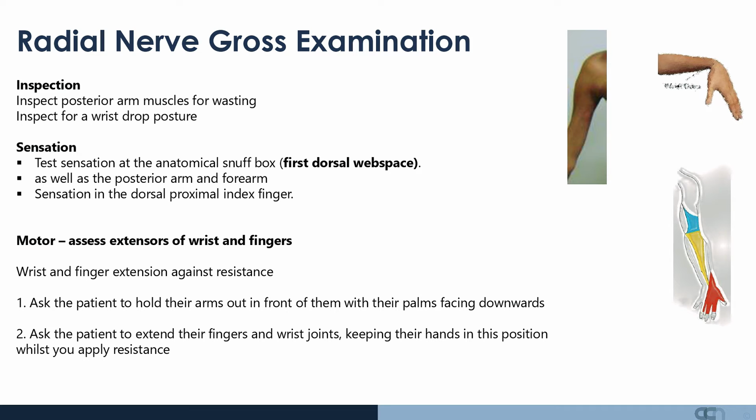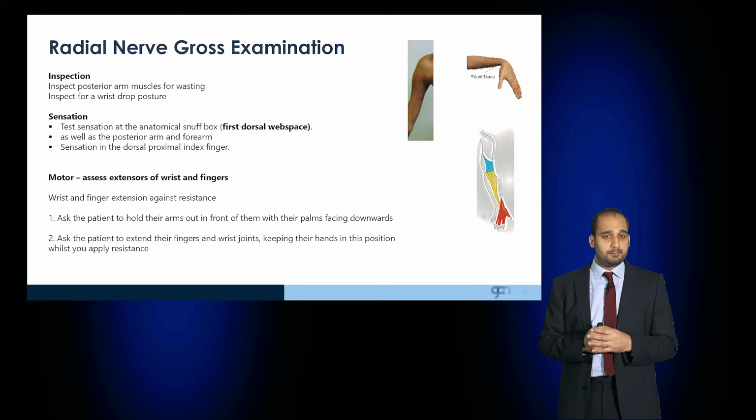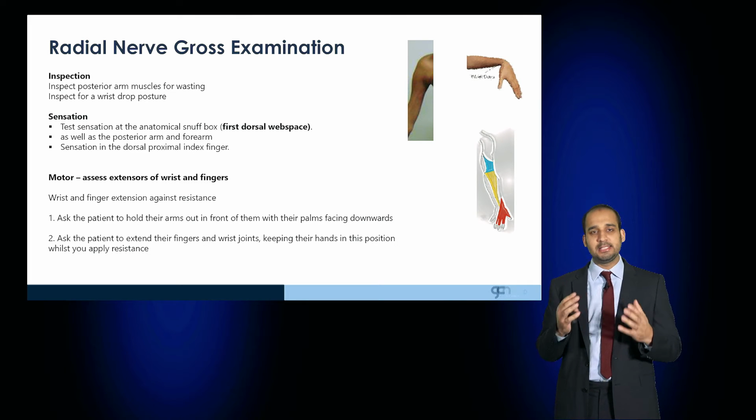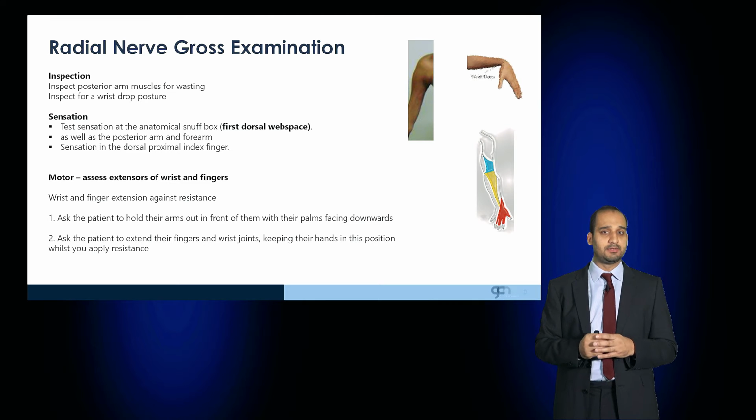To examine the radial nerve, start by inspecting the muscles innervated, in particular the posterior arm and triceps, looking for evidence of wasting, and inspect the posture to see whether there's an apparent wrist drop. Test sensation in the anatomical snuff box, the first dorsal web space, as well as the posterior arm and forearm, and the sensation in the dorsal proximal index finger. The motor components can be assessed by testing the extensors of the wrist and fingers. Ask the patient to maintain extension against resistance and see if they're able to maintain this position.